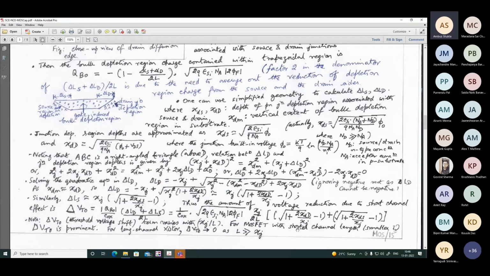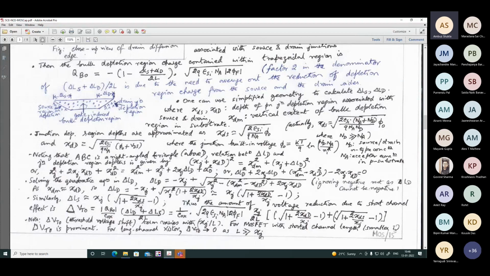For a MOSFET with short channel length, smaller L, delta VT0 is common because capital L and XJ are comparable. But for a long channel transistor, the junction depth was much smaller compared to the channel length. Okay, right. That will matter.